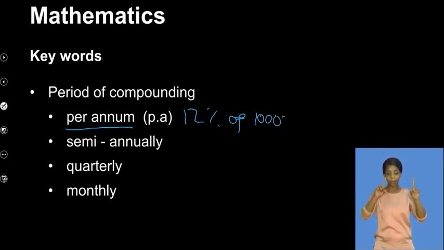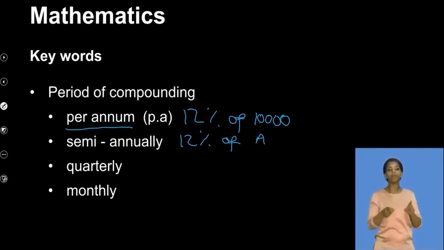But you're going to get 12% of 10,000 for the first year. For the second year, you will get 12% of the 10,000 plus the 12% of the previous year. So that's what you will then use there. And then continuing like that. So it will be, I will just say A, the amount for the previous year that we have.